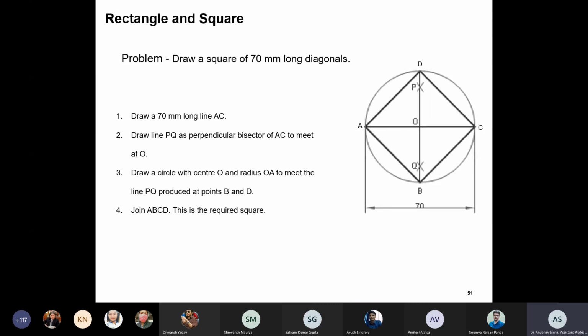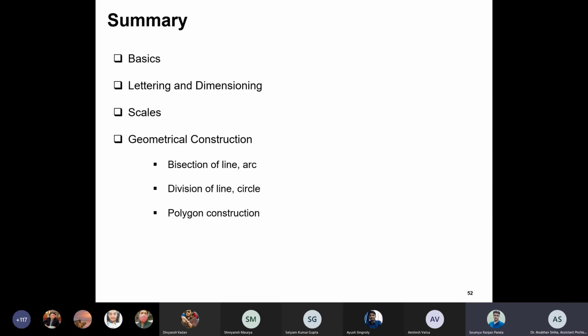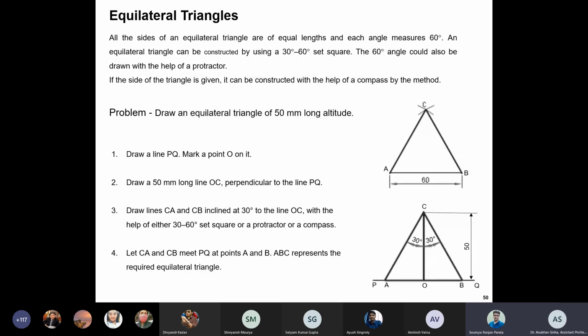Now there are some triangles also. Anyway, these are not there in your sheet. So do you want me to stop, or should I finish this too? We have 2 more slides. Okay, let me just quickly go through them. I also don't want to engage you for long.